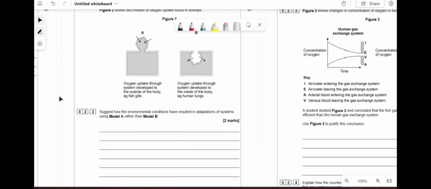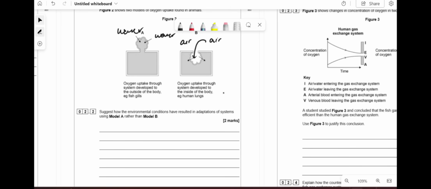Okay, this one's a bit juicy, I can't lie. So let's think about what's going on here. This system is on the outside of the body, so it's in contact with water all the time. Whereas in humans and other things with lungs, like mammals that live on land, the air has to get in here first. So it's asking why has the environment preferred A over B?